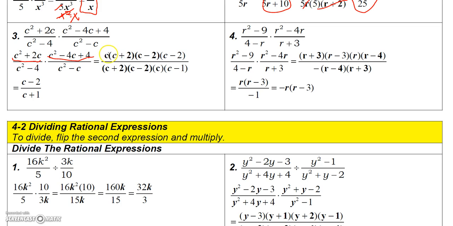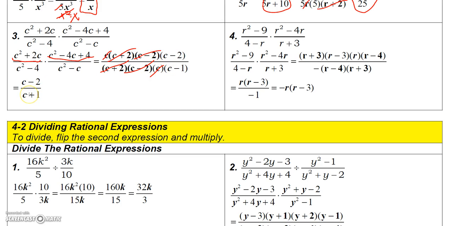For instance, you'll see the c is in bold here, and that's because it'll cancel with this c here. And then this c plus 2 is in bold, and it'll cancel with this c plus 2. And then this c minus 2 here will cancel with this c minus 2. And then I'm just left with a c minus 2 on top and a c minus 1 on bottom.